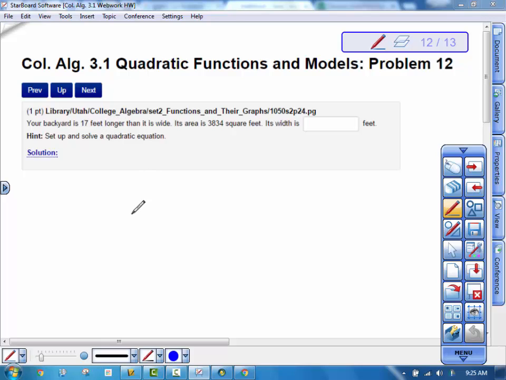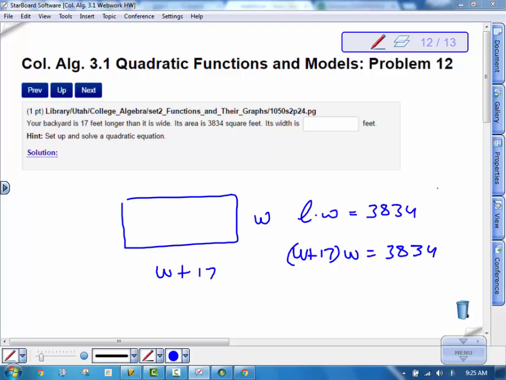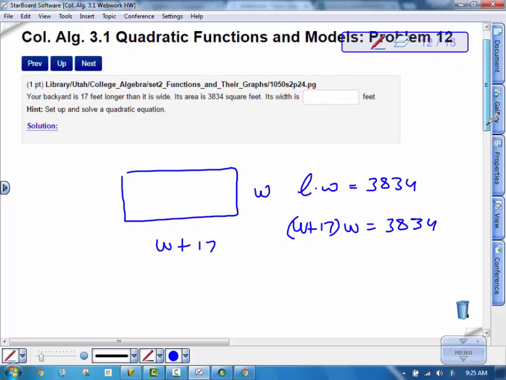All right, the next problem is problem 12 then. It says your backyard is 17 feet longer than it is wide. So if this is the width, the length is width plus 17. And it gives us the area is 3,834. So we can find the width and the length pretty easily because area is just length times width. And we know the length is W plus 17. So we have W plus 17 times W equals 3,834. And this is just a quadratic that we can solve.